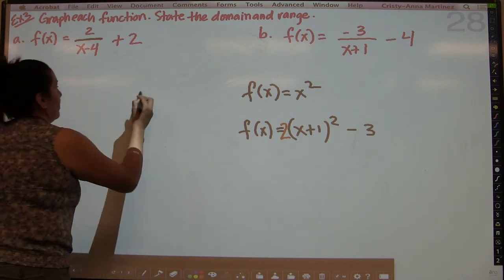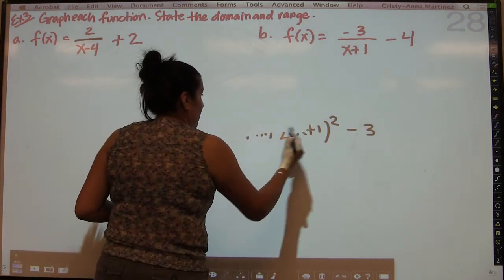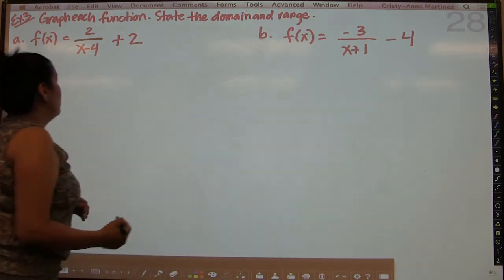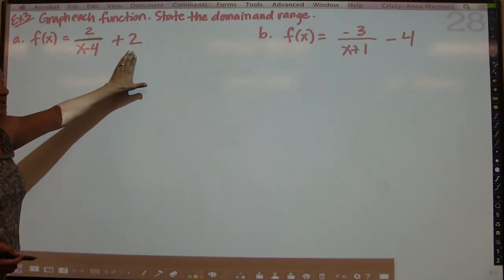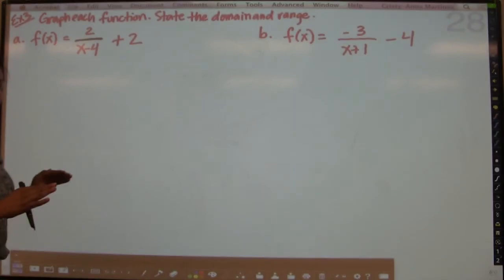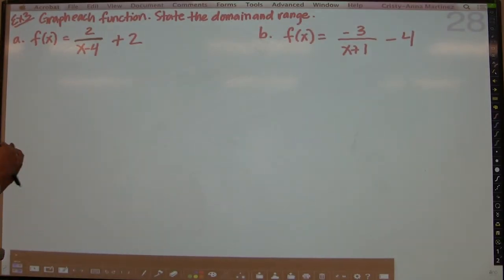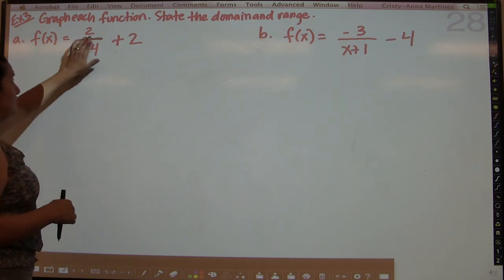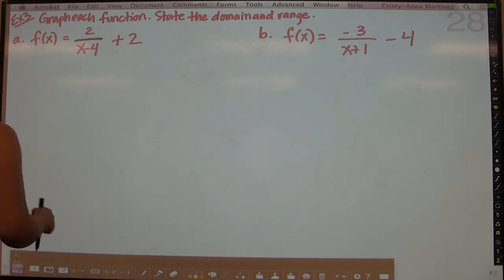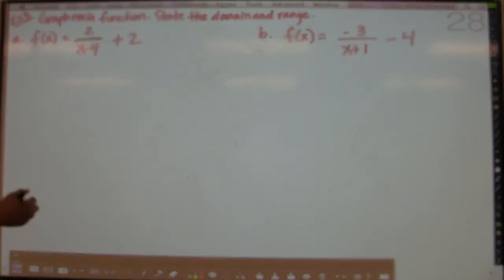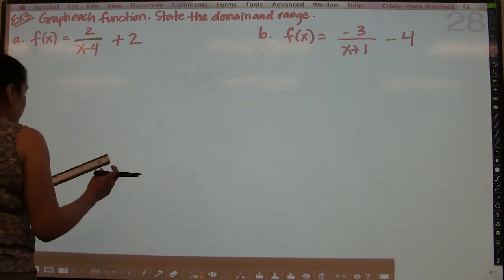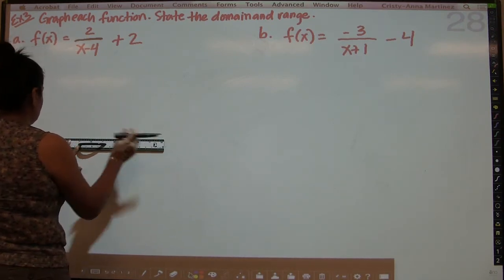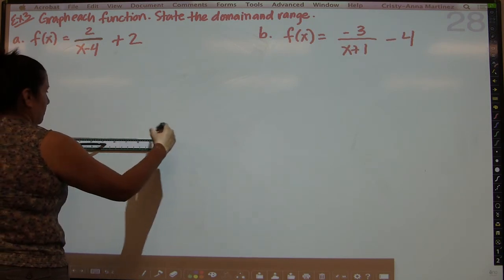So we know what the parent function looks like, and we know now that this is going to be a shift to the right of 4 units and a shift of 2 units up, and that's going to affect our asymptotes, because our asymptotes are also going to shift with it. And then we also have a stretch factor of 2. So that means that we are going to now graph this little guy. And it doesn't have to be a perfect graph, but the things we just mentioned should definitely be present in your graph.